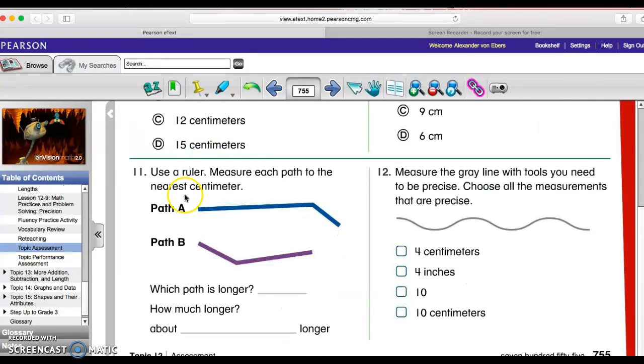Same thing you did before. Use a ruler, measure each path to the nearest centimeter. So path A to the nearest centimeter, path B to the nearest centimeter. Which path is longer? How much longer? About what?